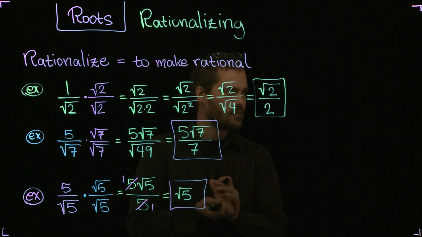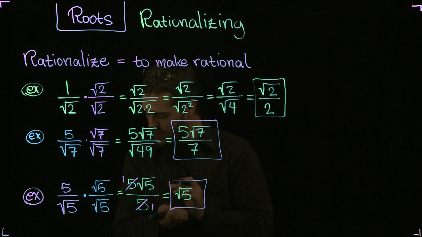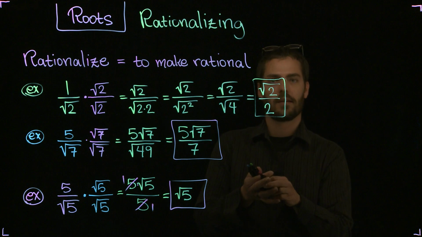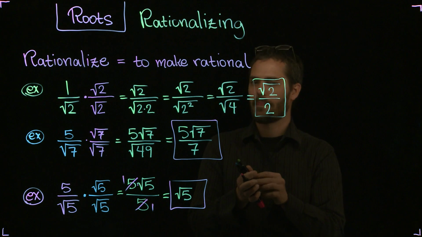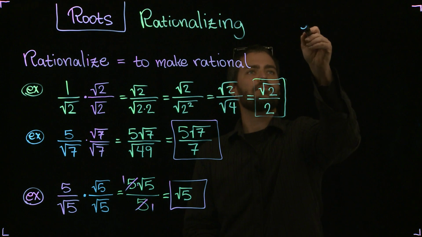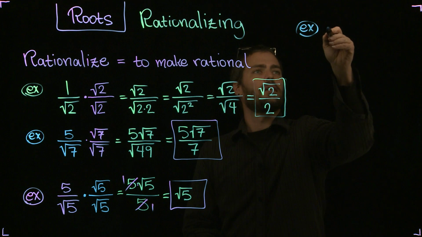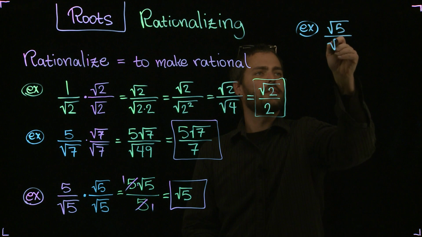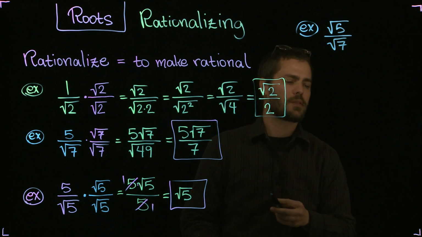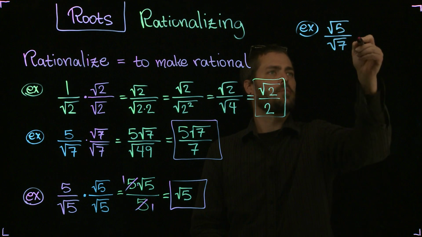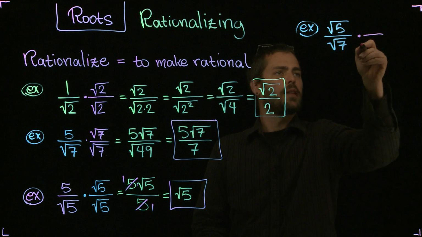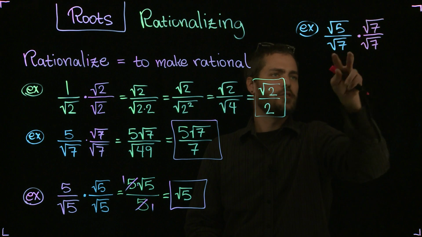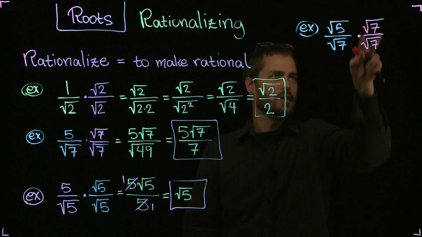Let me see if I have room. I want to show a couple more examples. Let's do this. I think we have room. Go with blue. How about root 5 over root 7? We want to rationalize the denominator, so we're going to multiply by the special fraction root 7 over root 7. I'm choosing the denominator to pick those numbers.